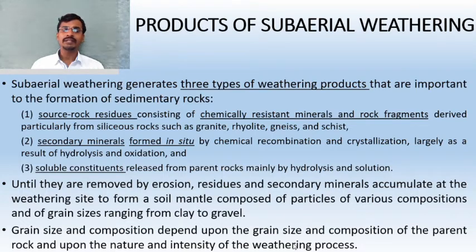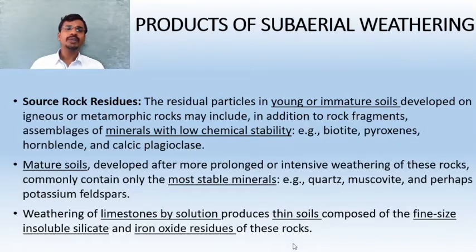So the nature and intensity of the weathering process and the parent rock composition govern the grain size and composition of the weathering products. If you look into the source rock residue, that was the first type of product of subaerial weathering, in which the young immature soil developed as a result of weathering of igneous or metamorphic rocks that include, in addition to the rock fragments, some mineral assemblages with low chemical stability. Examples are biotite, pyroxene, hornblende and calcic plagioclase.